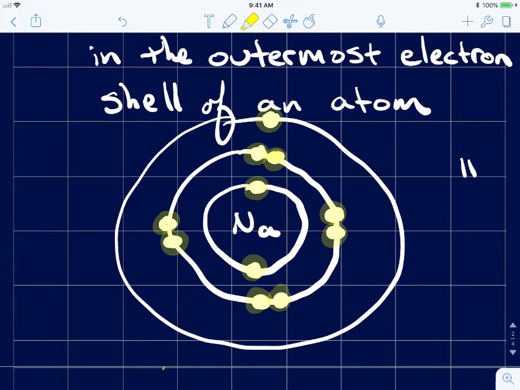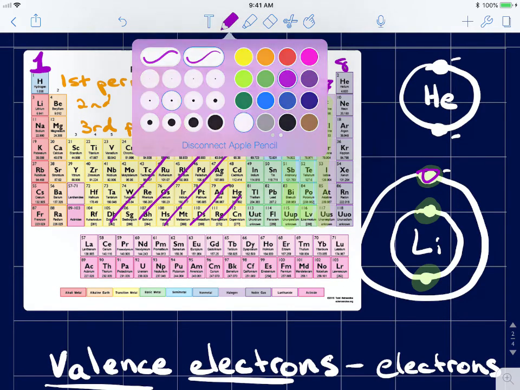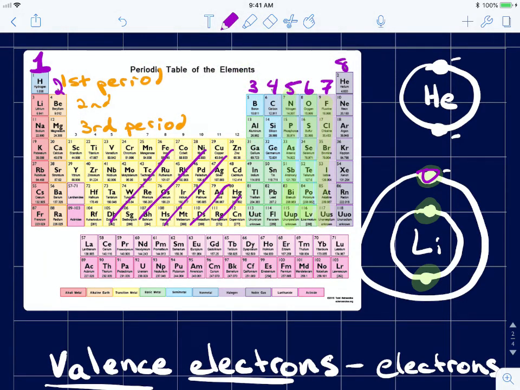Well, how many valence electrons do we have? How many electrons do we have in our outermost shell? 1. And that makes sense because if we remember, the valence electrons correspond to the group that we're dealing with here. So remember, we have group 1 here, and group 1 is going to have 1 valence electron.